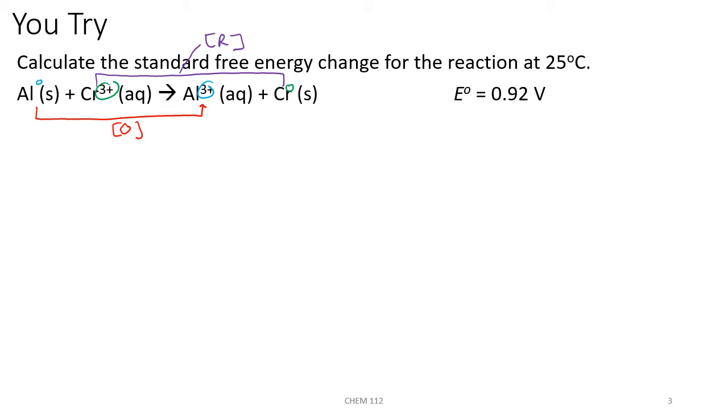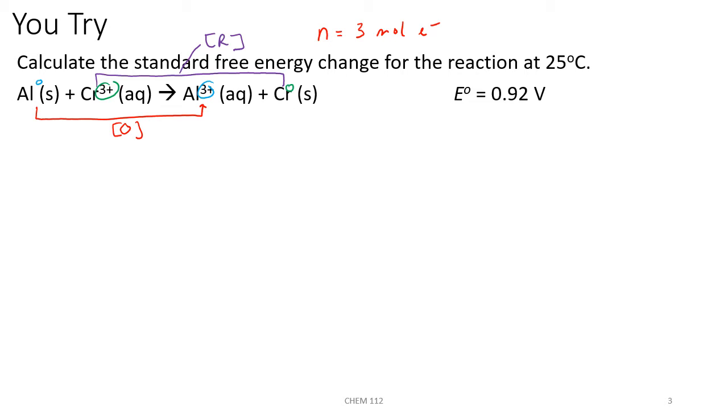And just like in our last example, notice that between chromium 3 plus and aluminum 3 plus, the charges are the same. So that means aluminum had to have lost 3 electrons when it became aluminum 3 plus. And chromium had to have gained 3 electrons when it went from chromium 3 plus down to chromium. So we don't have to write out the half reactions. We can see, since the charges are the same, that N is going to equal 3 moles of electrons in this example. So that's how many electrons are transferred between the oxidation and reduction half reactions.